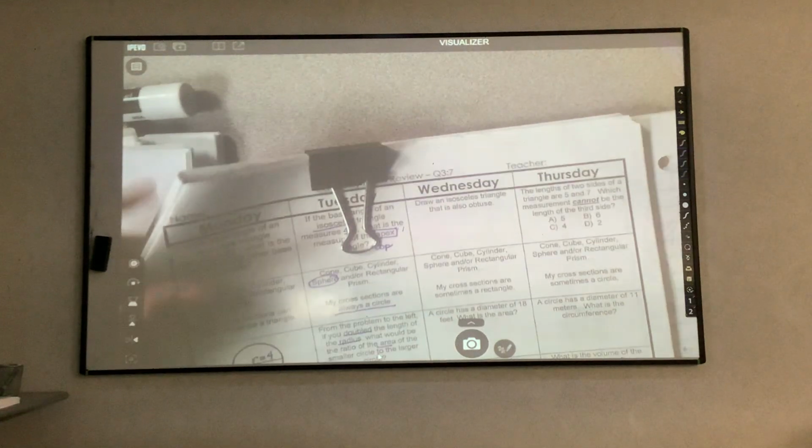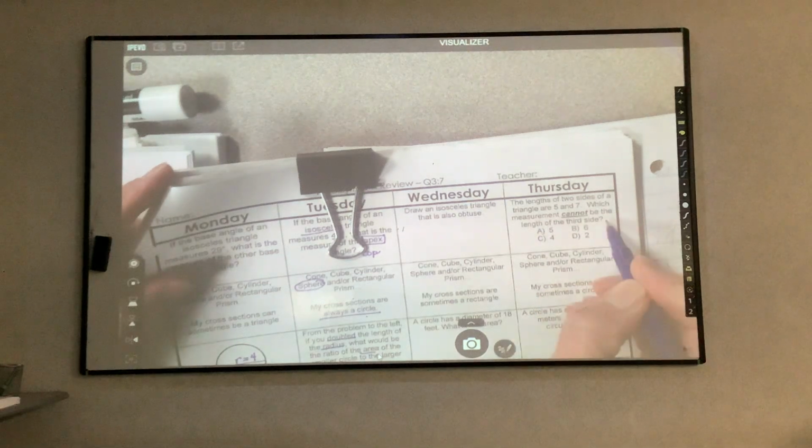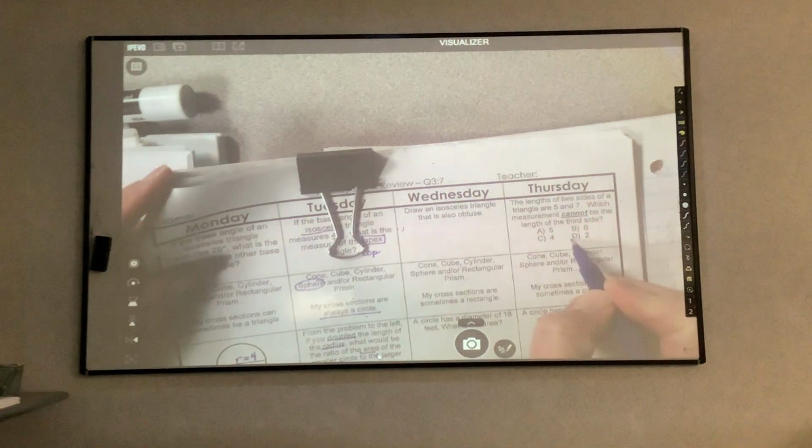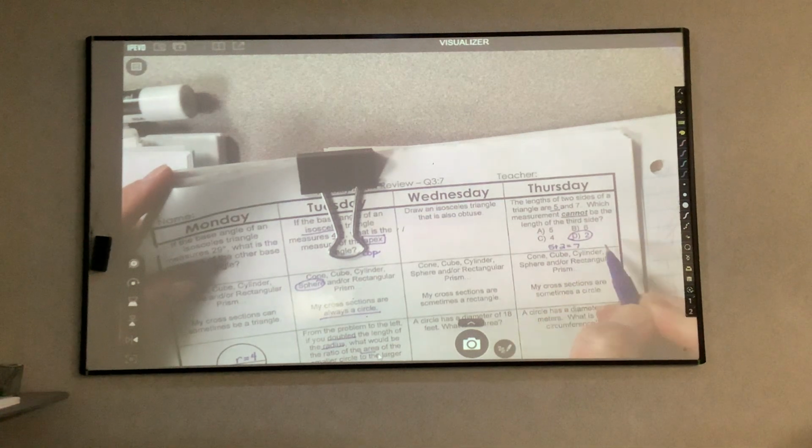The lengths of two sides of a triangle are 5 and 7. Which measurements cannot be the length of the third side? The answer is 2, because 5 plus 2 equals 7, and the rule says it has to be greater than 7.